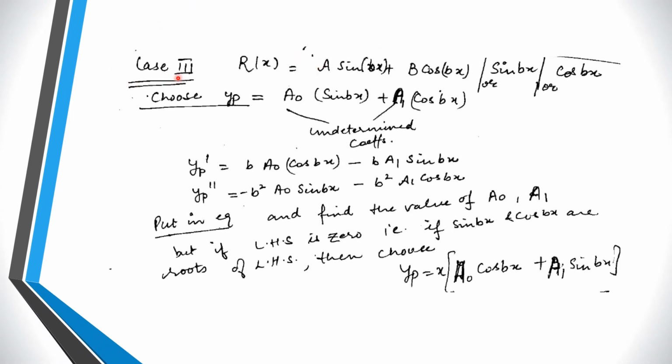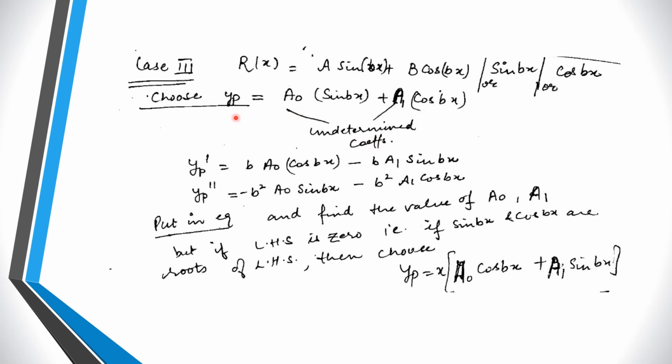Now the next case, when your R(x) is of the form a sin bx plus b cos bx, or only sin bx or only cos bx. So whenever your R(x) is of the form sin theta or cos theta, or a combination of these two, you choose yp to be a0 sin theta plus a1 cos theta. This theta should be the same, whatever theta appears in R(x), you consider the same theta over here. And these a0 and a1 are undetermined coefficients.